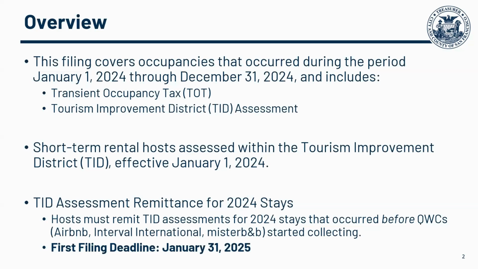For this filing, hosts will need to remit the Tourism Improvement District assessment for any 2024 stays that occurred before a qualified website company such as Airbnb, Interval International, and Mr. B&B started collections. The first filing for this will be due by January 31st, 2025, and then annually by January 31st each year.